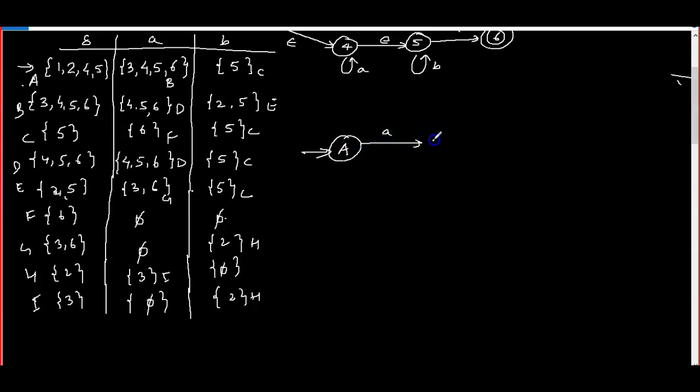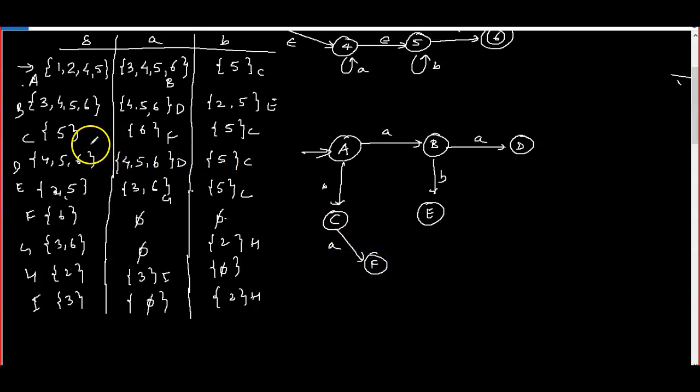A to small a, it's going to B, right? And A to small b, it's going to C. Next, B to a is D. So let's consider B to a is somewhere here, that is D. And B to small b is E. C to a is F. So F somewhere here, that is going to F. And C to b is C itself.